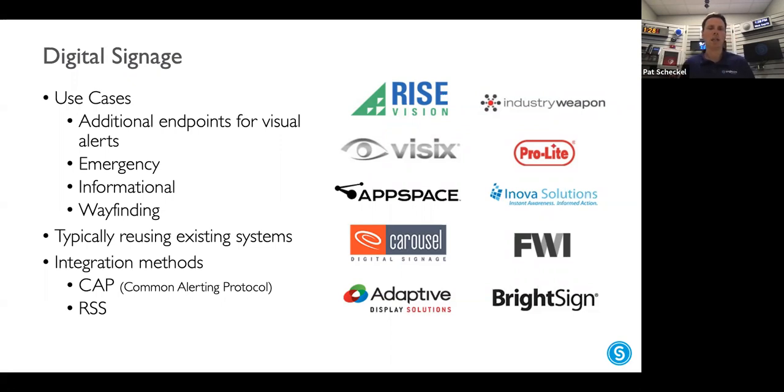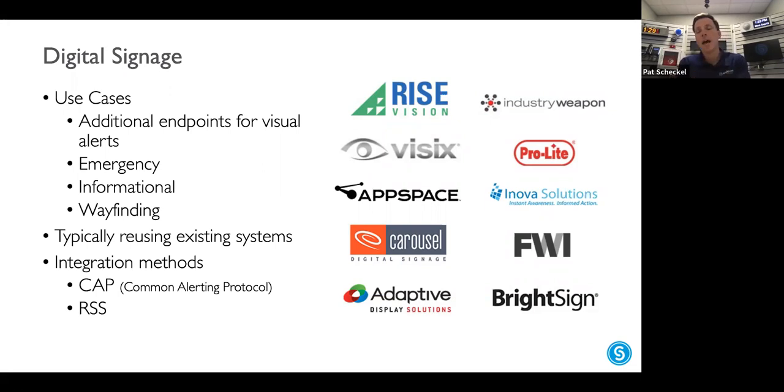And what we're seeing is that the industry is coalescing around the Common Alerting Protocol, or CAP. It used to be RSS, or it used to be, here's our API, can you write to it, which is a really clumsy way to write to dozens of different digital signage manufacturers. But now, like I said, things are coalescing around CAP. It's a message format that can be delivered over XML or HTTP, and just works really well. And so we're seeing that's where things are going.